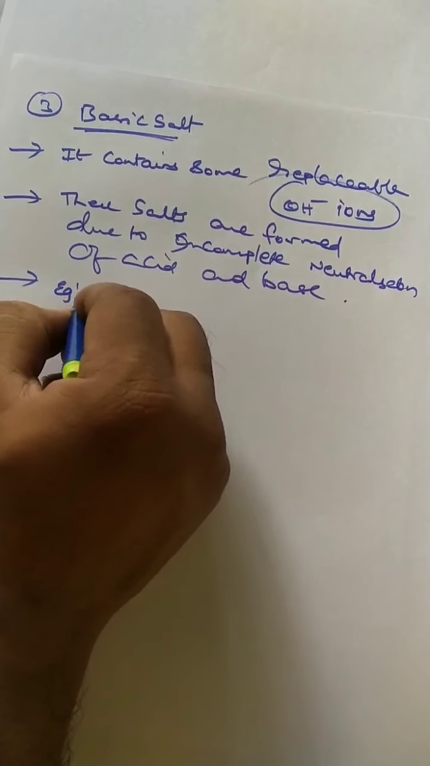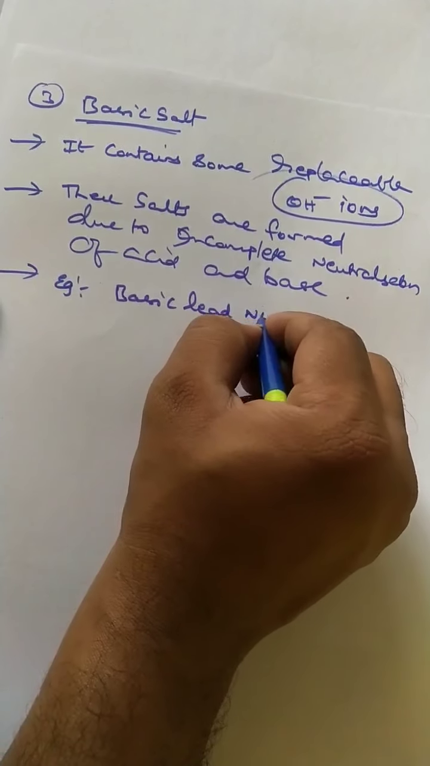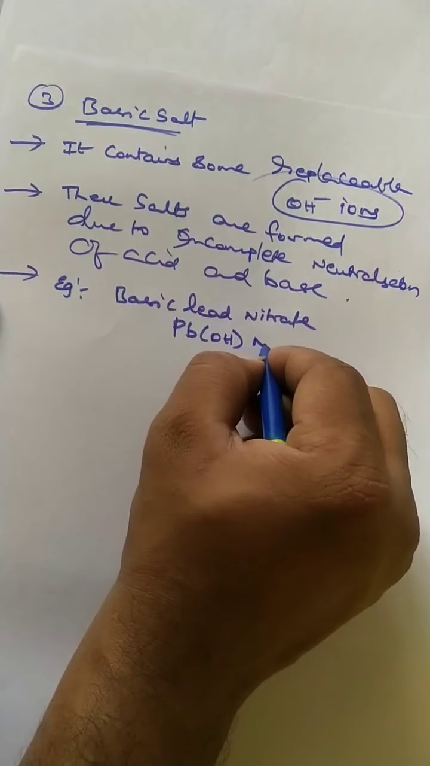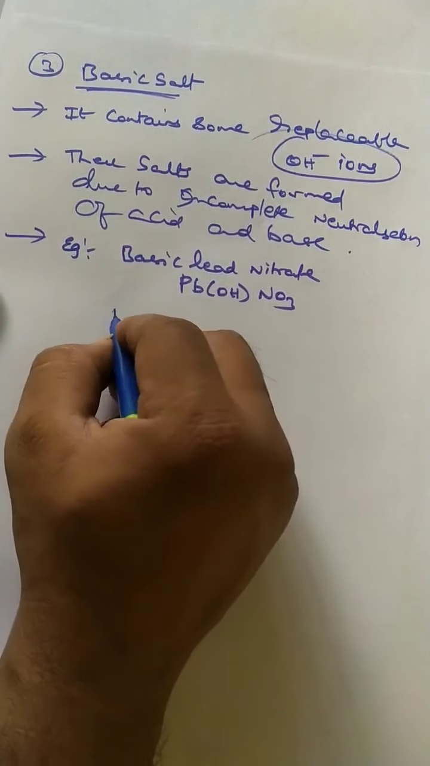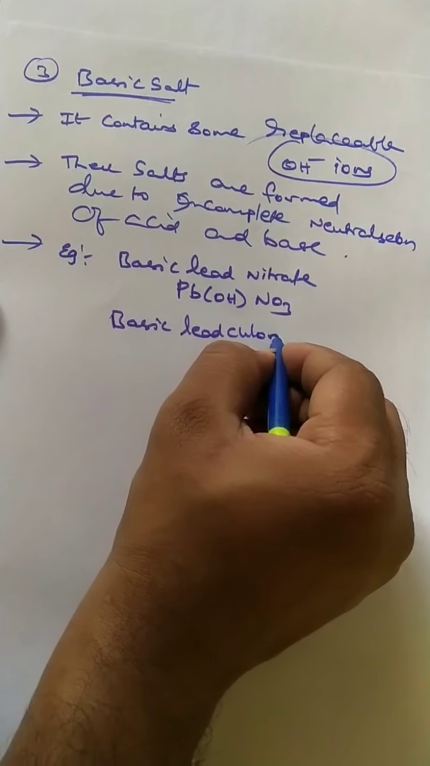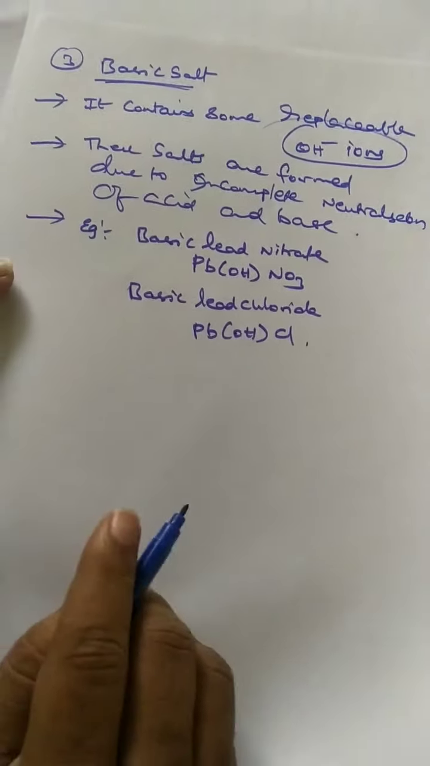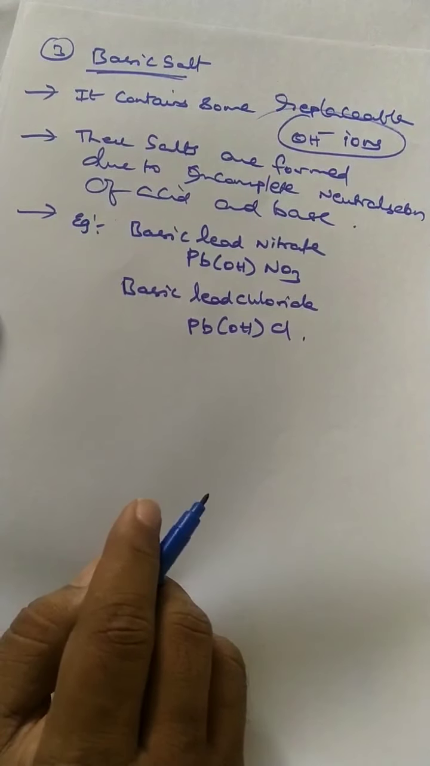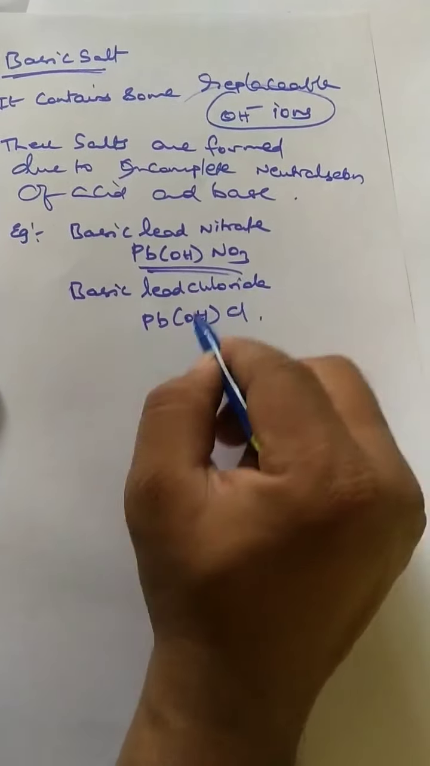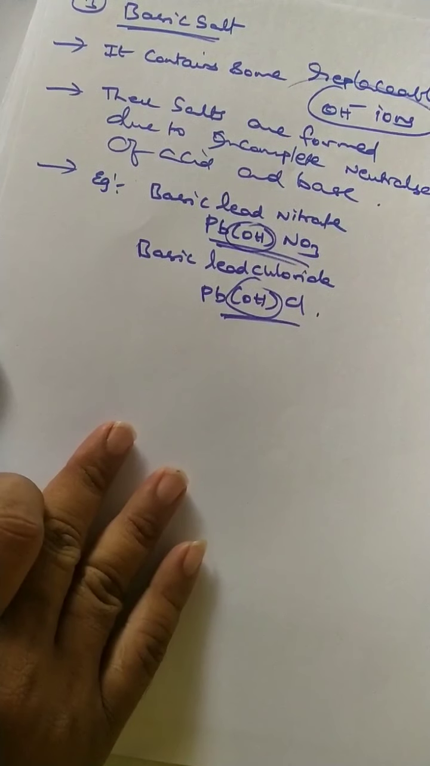Example: basic lead nitrate, PbOHNO3, an example of a basic salt. And one more, basic lead chloride, formula PbOHCl. So this is about basic salt. This is the classification based on chemical formula. If you observe this formula, you are going to observe OH minus ions in it. That's why this is considered a basic salt.